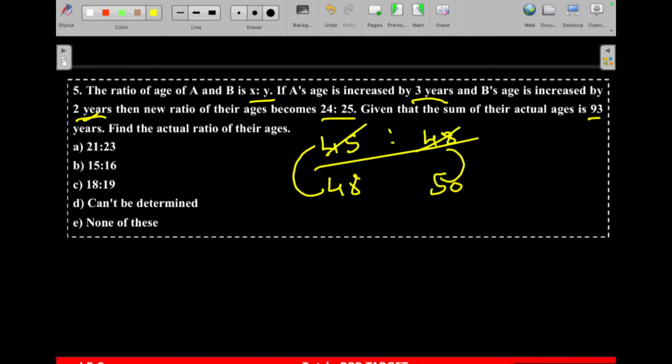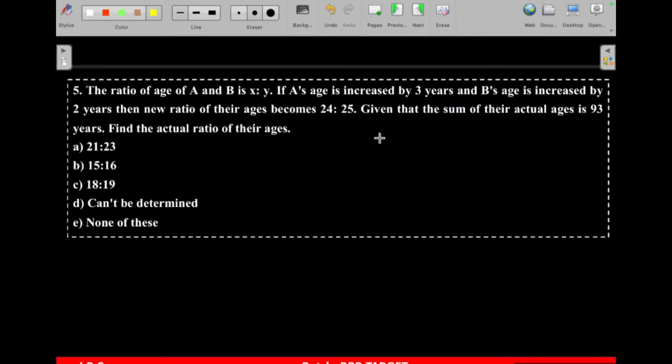Do the ratio. 3 15s, 3 16s. That will be your answer. I will repeat. As in the previous question, nothing is changed. Here balls, here ages, only that. Initially this person's age is X. Initially this person's age is Y. Now his age is increased by 3, which means I added 3 balls. His age is increased by 2 years, which means I added 2 balls here also.